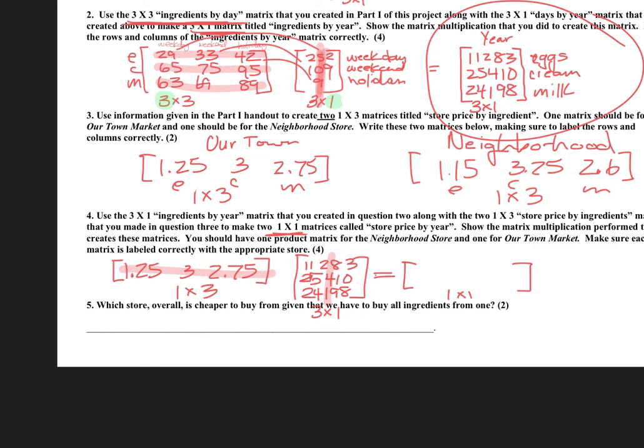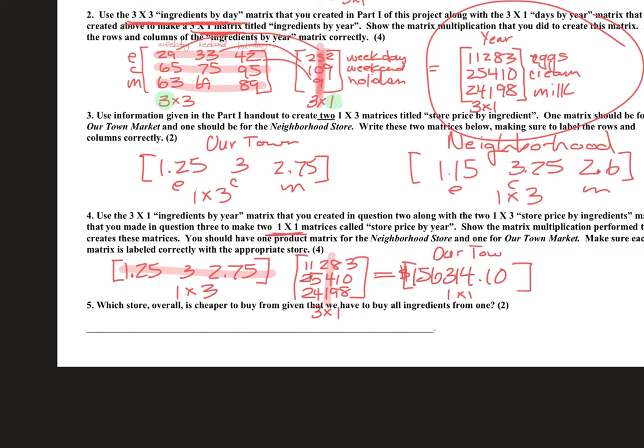So let's take 1.25, which is the cost of a carton of eggs, times the number of eggs we need, which is 11,283. So what is 1.25 times 11,283? That'll get you your amount of money you need for eggs. Then let's do 3 times 25,410. That'll be for cream. And then we'll do 2.75 times 24,198. We'll add all those up. And when you add them all up, you get 156,314.10. That's how much money you need for our town.